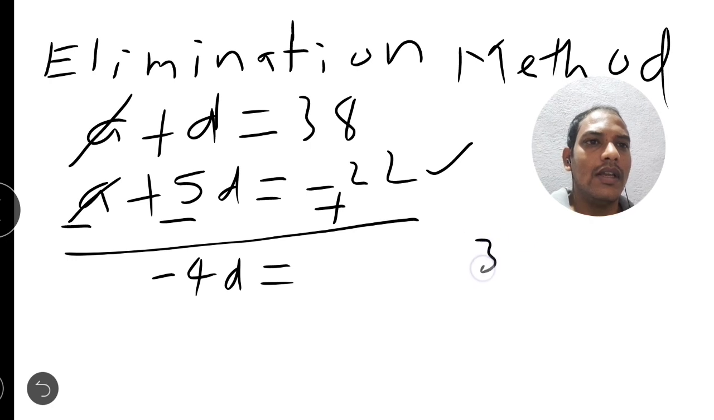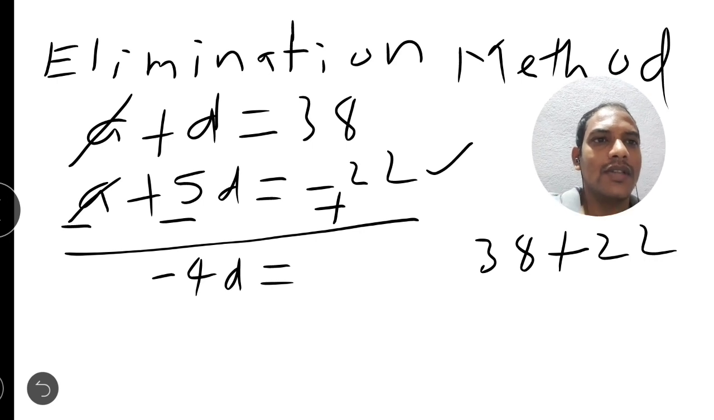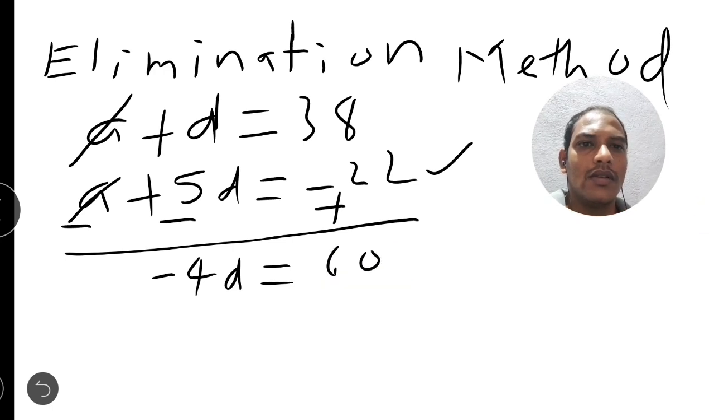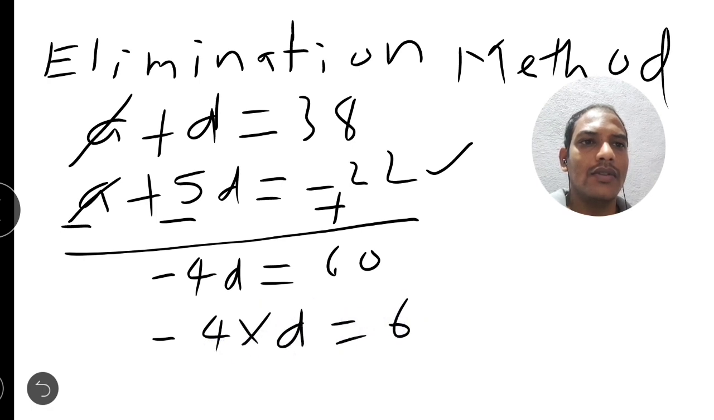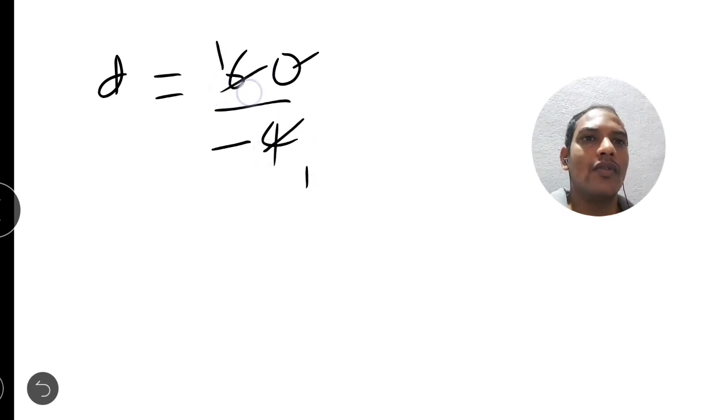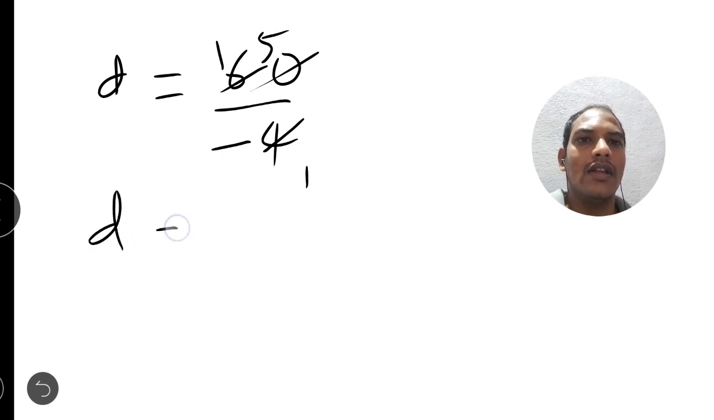Next, 38 plus 22. Here it is plus because the sign has already changed. So 38 plus 22 equals 60. So minus 4 into D equals 60. Then D equals 60 divided by minus 4. 4 ones are 4, 4 fives are 20. Then D equals minus 15.